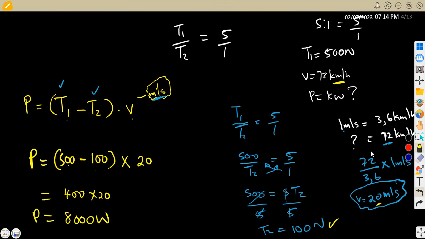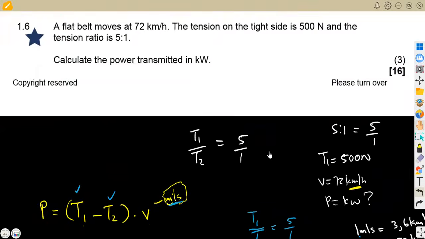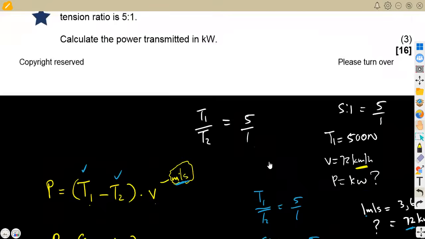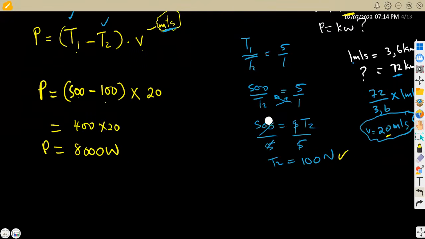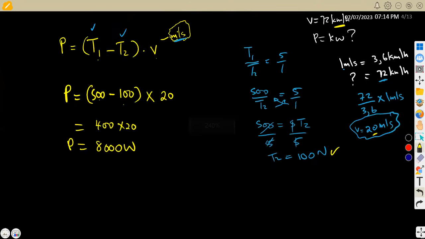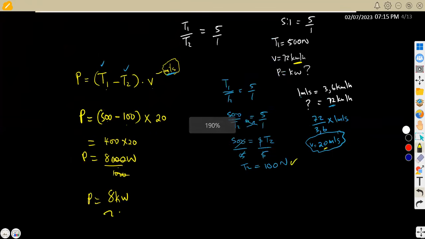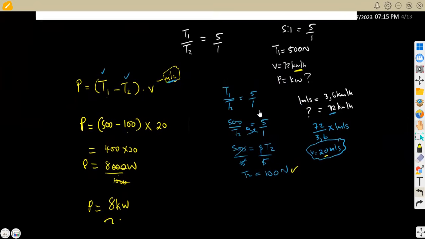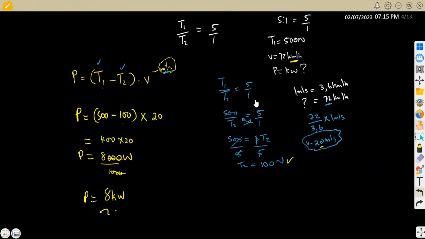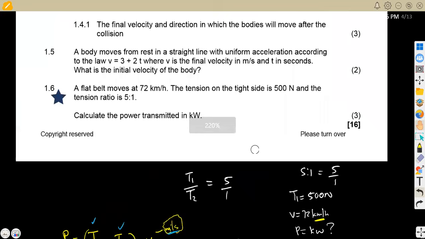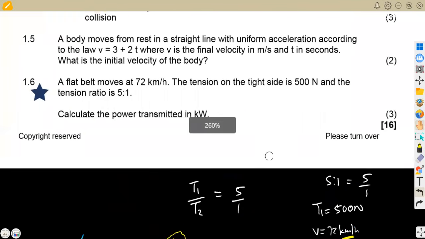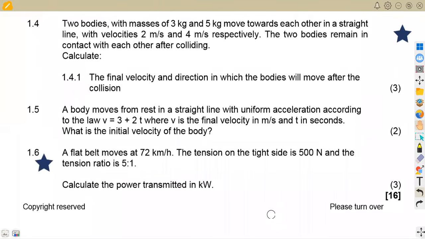So take note, this is power in watts, but the question requires us to calculate the power transmitted in kilowatts. So your answer is supposed to be in kilowatts. How do you convert to kilowatts? Kilo means 1,000, so to convert to kilowatts, you divide by 1,000. Your answer will then be 8 kilowatts. That is the final result. I hope we can see the steps you are supposed to take to attempt this typical question. That was question number 1 of the November 2022 exam, having 16 marks, as you can see, guys, it was a lot.